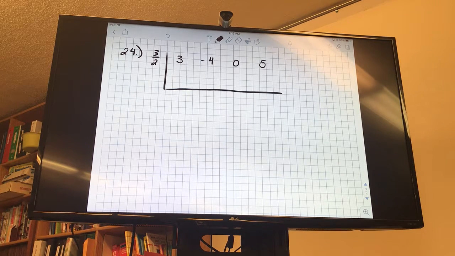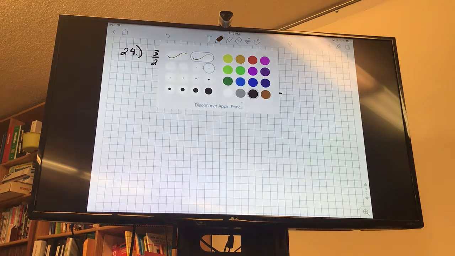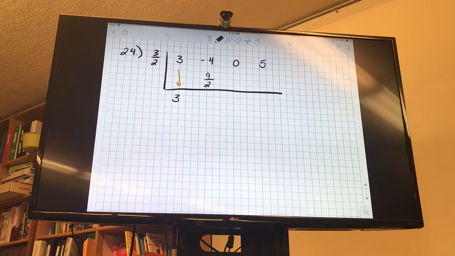Okay. So we bring down the 3. Don't worry, we'll do some more synthetic in class. We just bring down the first number, 3, and multiply that 3 by the 3 halves. You get 9 halves, and that goes under the negative 4. And then you add. Negative 4 plus 9 halves is positive 1 half. Then you multiply that by 3 halves and put it under 0, so that would be 3/4.